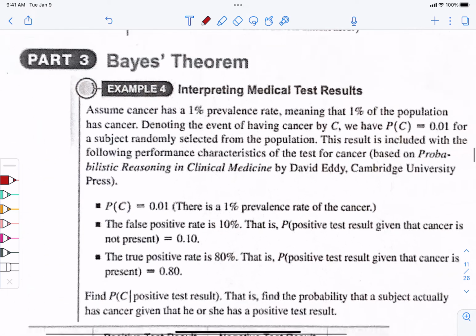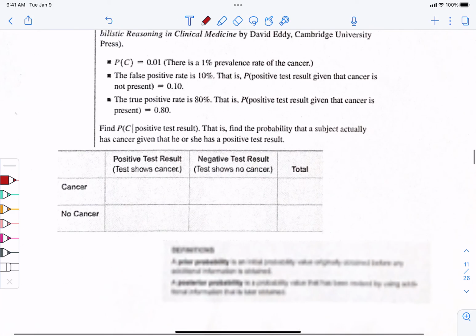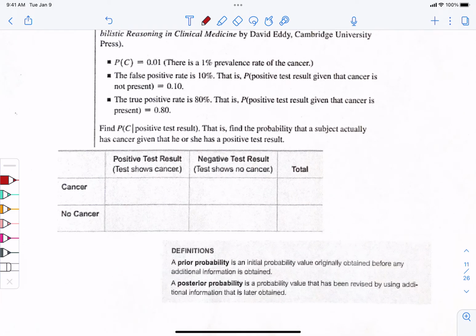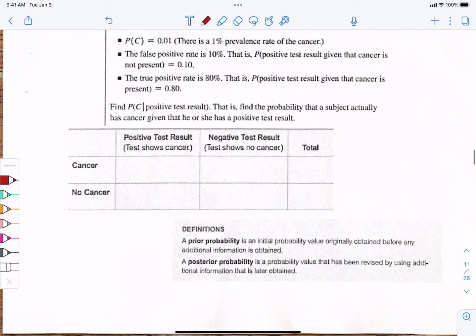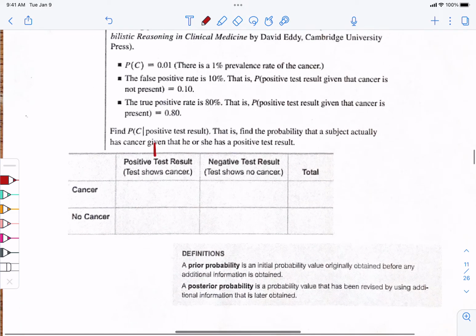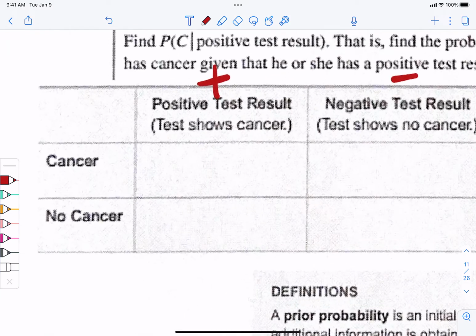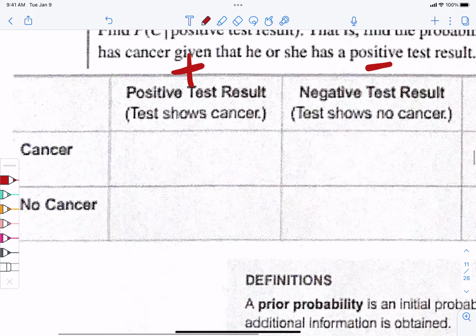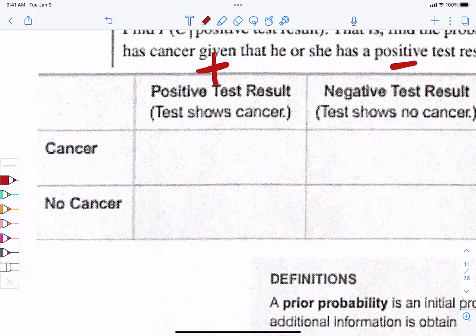Okay, let's go down to this example. They give me this table. Let's talk about what the table is doing first, and then we'll fill the data in. We're talking about a positive test versus a negative test, and cancer or no cancer. Let's see who my false positives are. Where does the false positive live? No cancer, positive test.